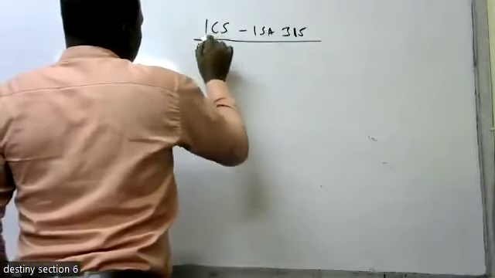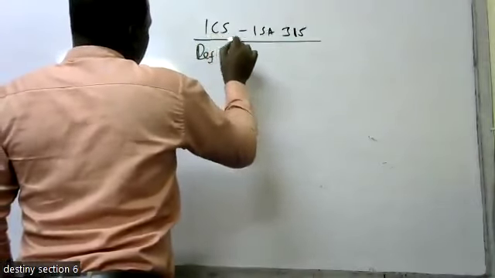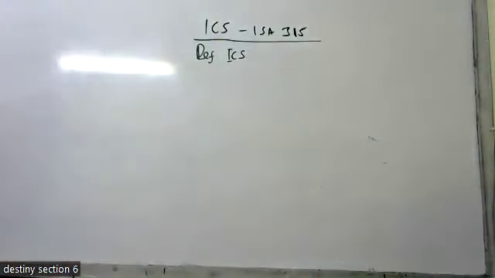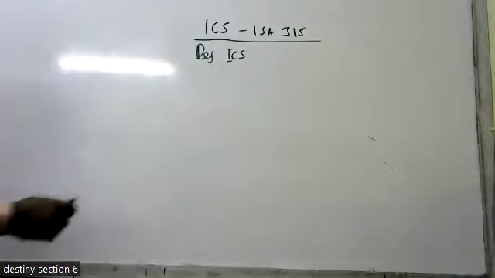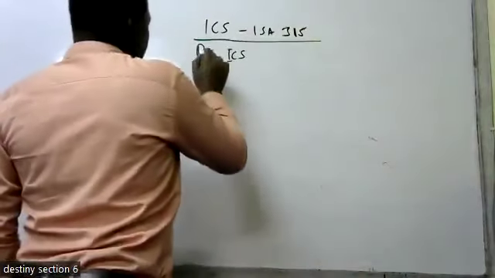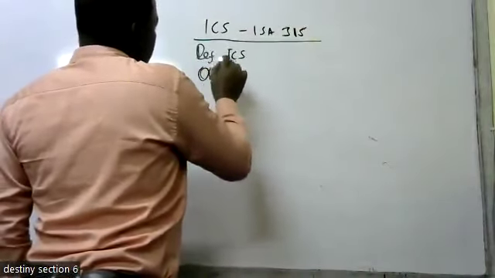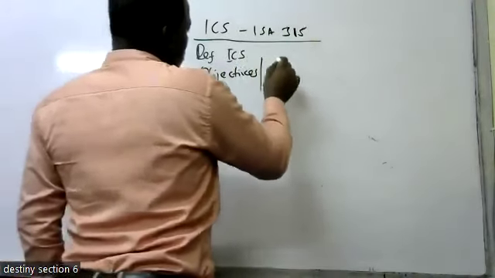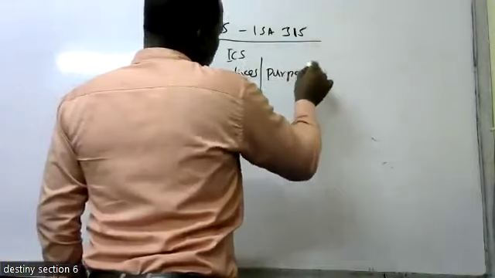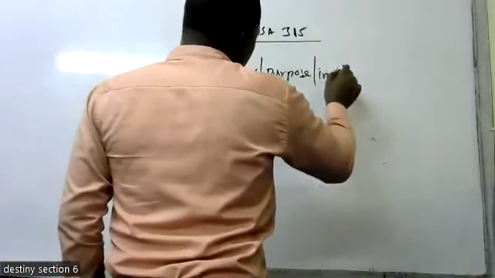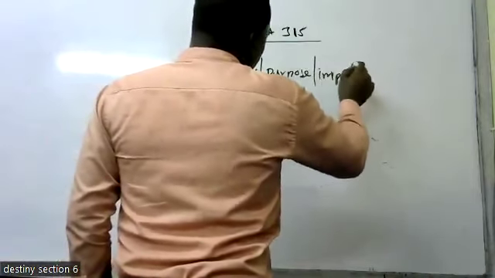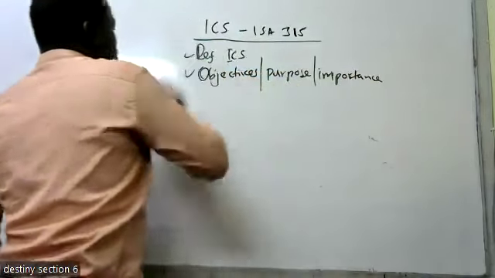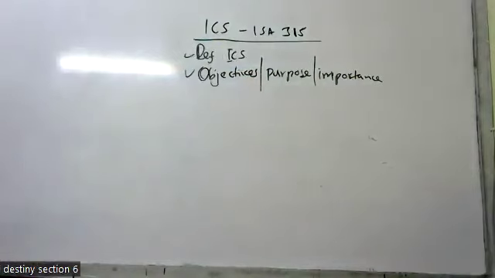Here we will be able to define what an ICS, an internal control system, is. The other one is being able to tell the objectives, which are the purpose or the importance of having an ICS.